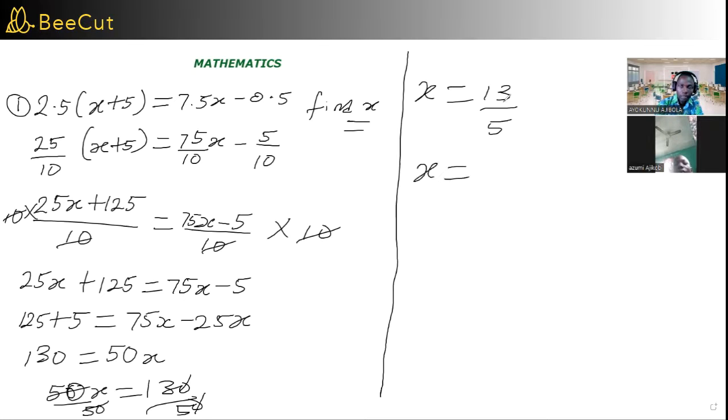So I now have, how many 5 is in 13? 2, remainder 3. Or otherwise, I can say this is x equal to 2.6. How did I get 2.6? I put a 0 beside 3, it becomes 30. So how many 5 is in 30? That is 6. Is that taken? Yes, sir. Now you can use a few seconds to write it down, so that we can continue to the second question.